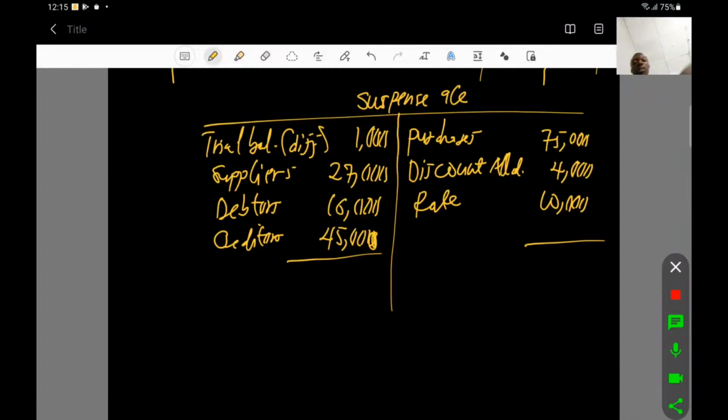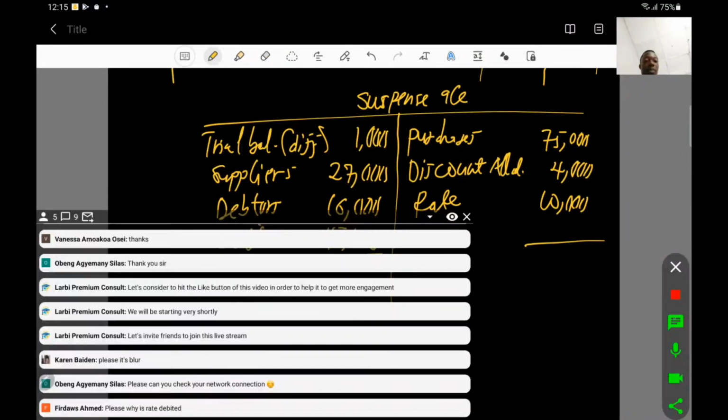So let's see. Let's add all the debit side and let's add all the credit side. What are you going to get for the debit side? What are you going to get for the credit? For the credit, I can ascertain that one very sharp. Let's see what you get.